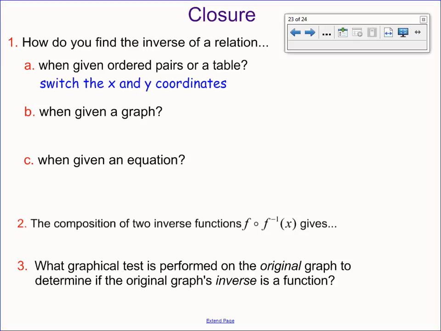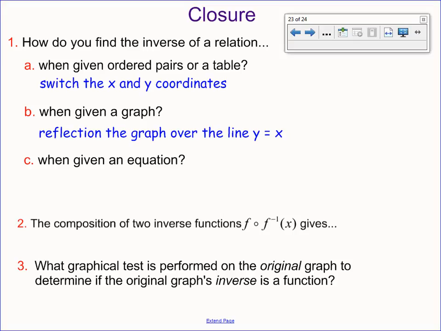What about if you're given a graph? Right? So what can you do if you're given a graph? Jackson? Yeah, we can take that original and reflect it over the line y equals x. Absolutely. Good job.